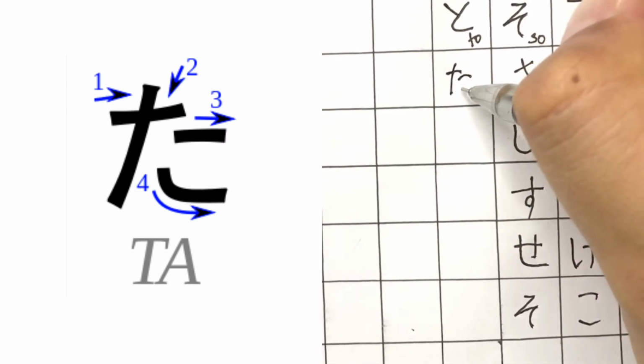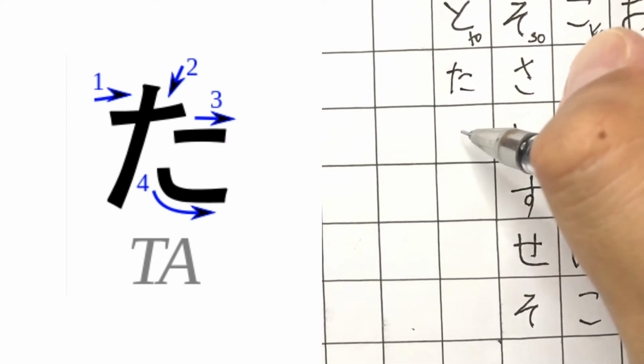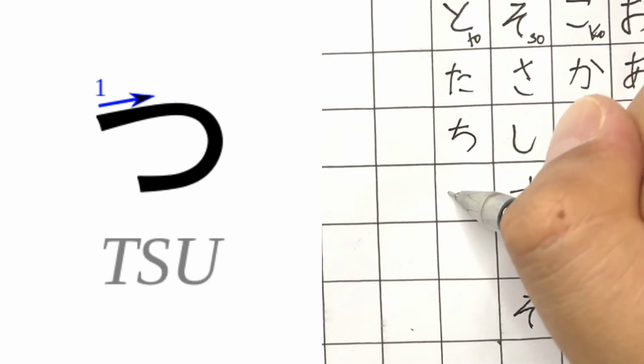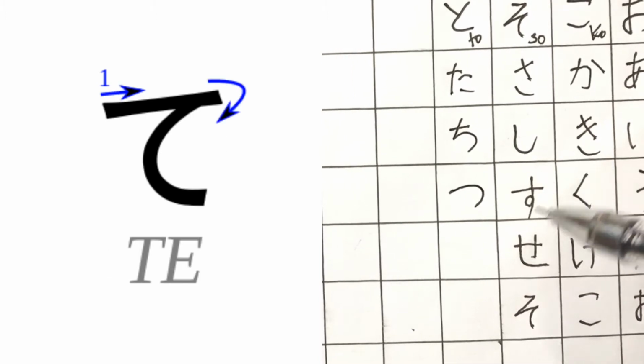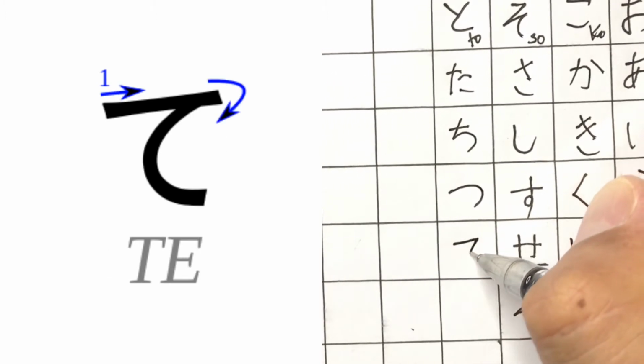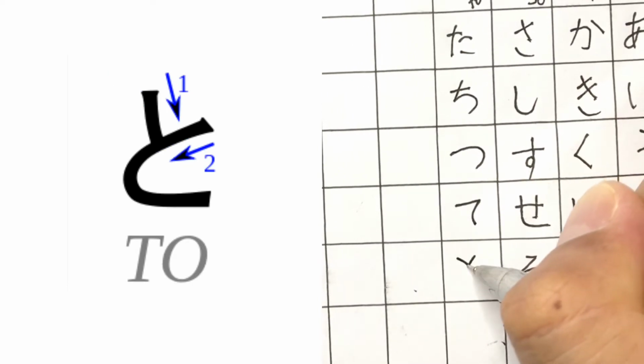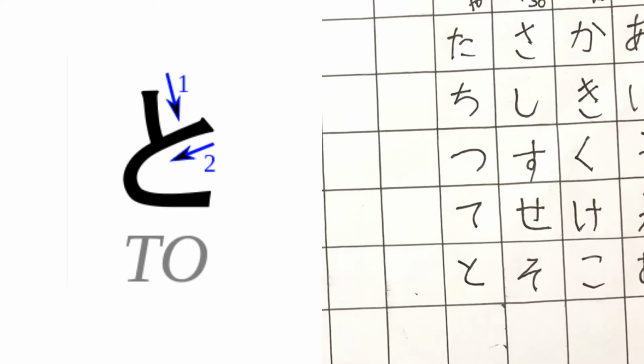So let's write them again: ta, chi, tsu, te, to. The next column will be for the consonant N.